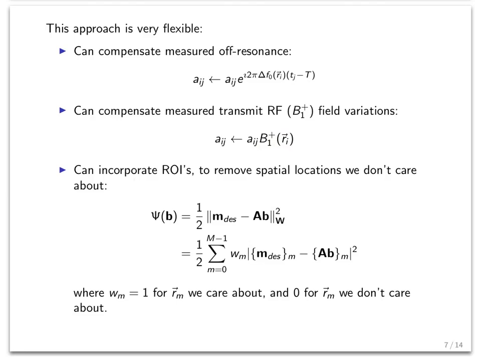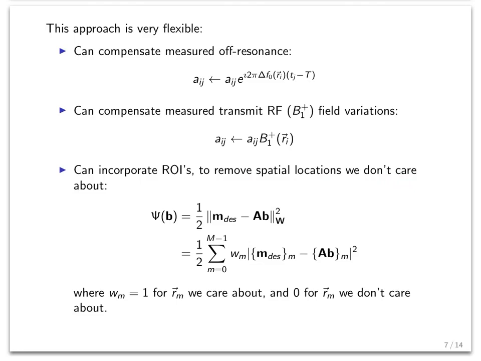We can also incorporate regions of interest to remove spatial locations from the design problem that we don't care about, or differentially weight different spatial locations, right? If you care a little bit less what happens with the excitation in one area versus the other, that turns out to be a good way to control ripple levels, and we'll see that later on for sure in SLR pulse design, but we might also see it in some multidimensional RF design contexts as well.